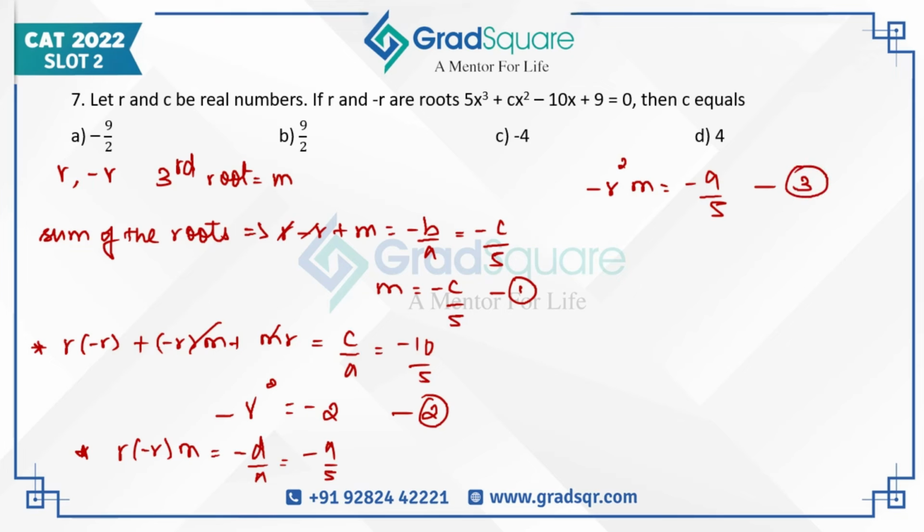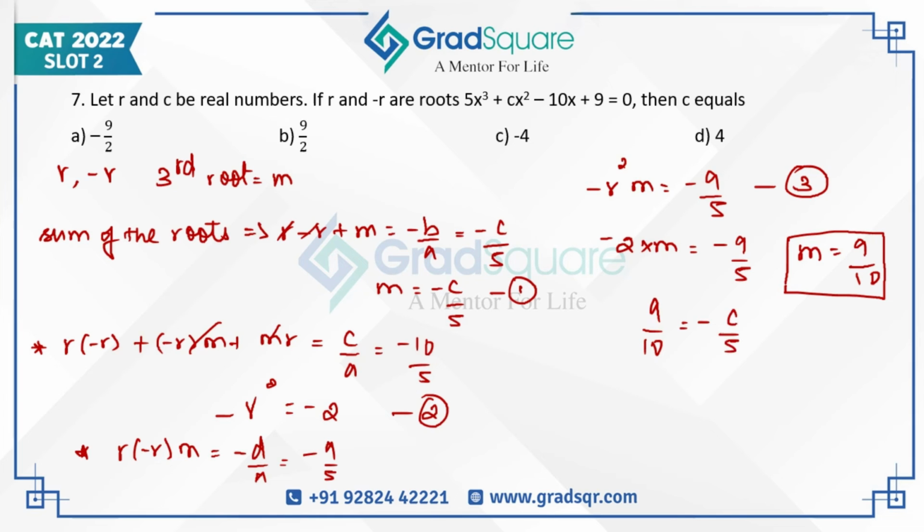Now I am going to substitute the second in the third, that is going to be minus 2 into m equals minus 9 by 5. That gives the m value as 9 by 10. Now substituting this m value in the first equation, 9 by 10 equals minus c by 5. So this gets cancelled, and minus c is equal to 9 by 2, so c equals minus 9 by 2, and that will be the answer. Option A is the answer for this question.